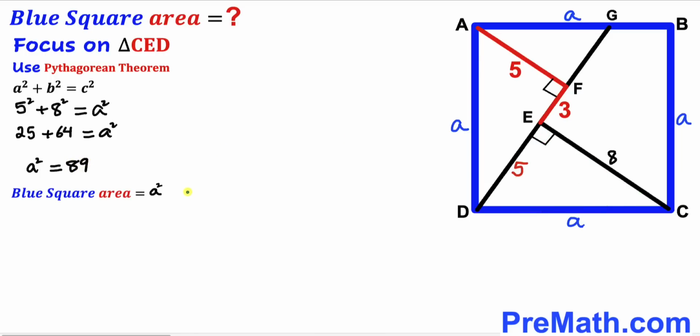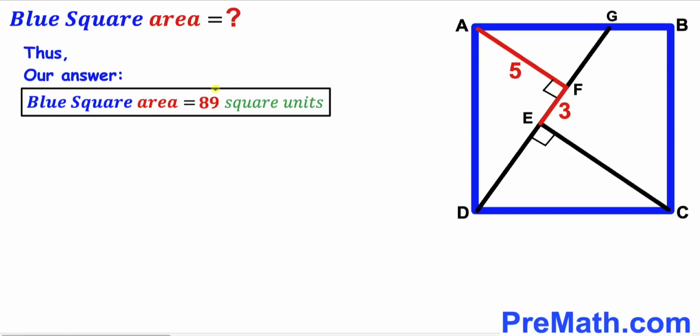Now let's recall this equation. The blue square area is equal to a squared, and our a squared value turns out to be 89. So therefore, this blue square ABCD area is going to be equal to 89 square units as well. Thus, after all the calculations and manipulations, the area of this blue square ABCD turns out to be 89 square units, and that's our final answer.